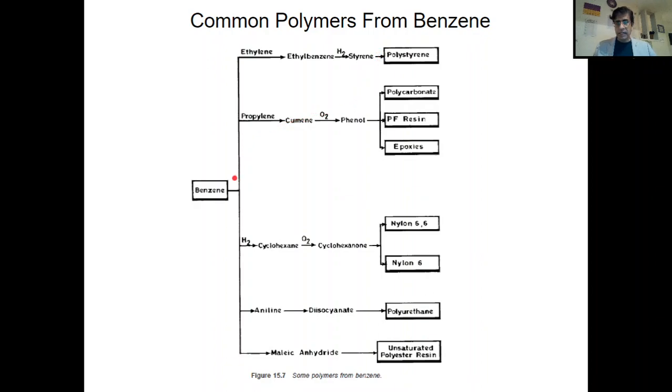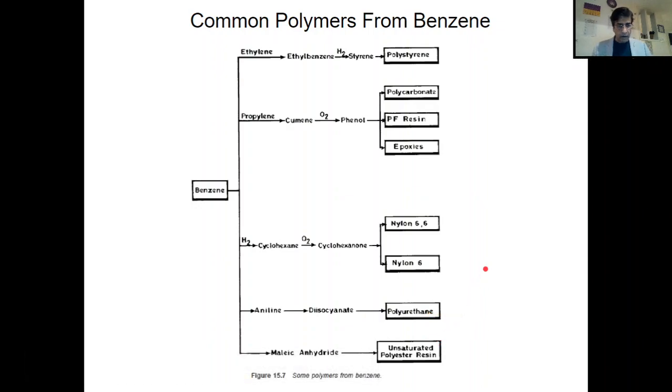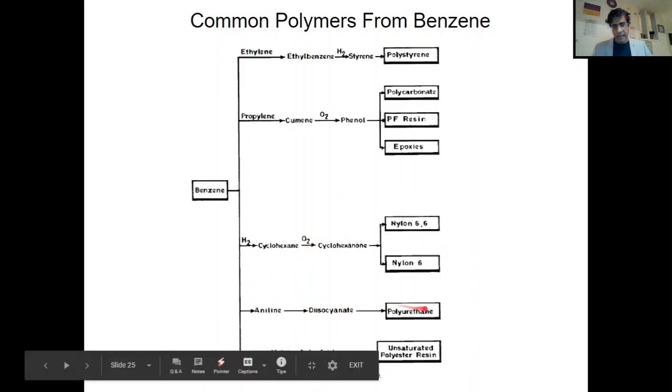Similarly, benzene reacted with propylene gives you cumene, and cumene reacts with oxygen to give phenol, and then from here you get polycarbonate, phenol formaldehyde resin, and epoxy. And then this is the conversion to get nylon 66, nylon 6, and here polyurethane and unsaturated polyester resin. So these are all conversions, and here you should know what the first step is and then how you get each product.